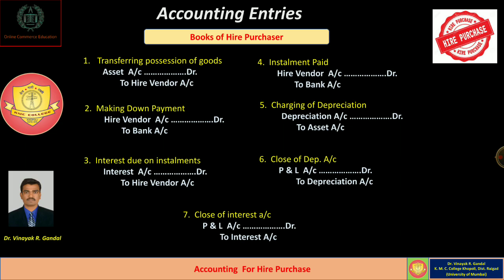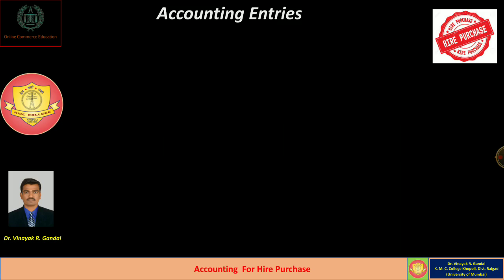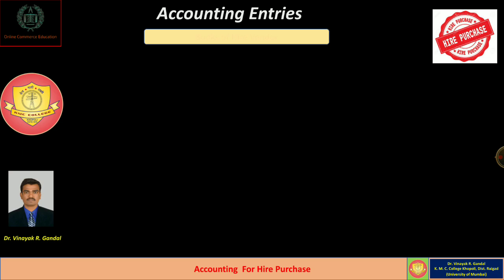But keep it in your mind, except accounting entries number first and second, the entries for interest due, installment paid, charging of depreciation, and closing of depreciation and interest accounts are to be prepared in each year. So we have to record all these transactions, repetitive in nature, in each year. Then we have to learn accounting entries to be passed in the books of the hire vendor.